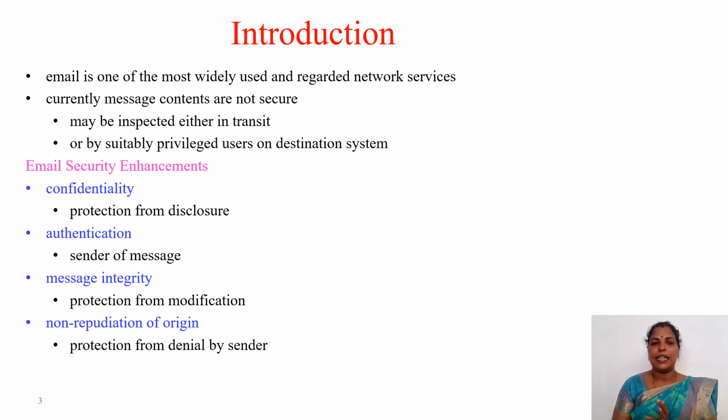Then the message integrity, that is protection from modification. Whatever mail you are sending to others, if in between in the communication network someone gets your mail and modifies something and resends it, in that case also we have to secure it. Those things we have to avoid. How to avoid all those things? What are the security measures we are following in order to secure the email? Those things only we are going to see.